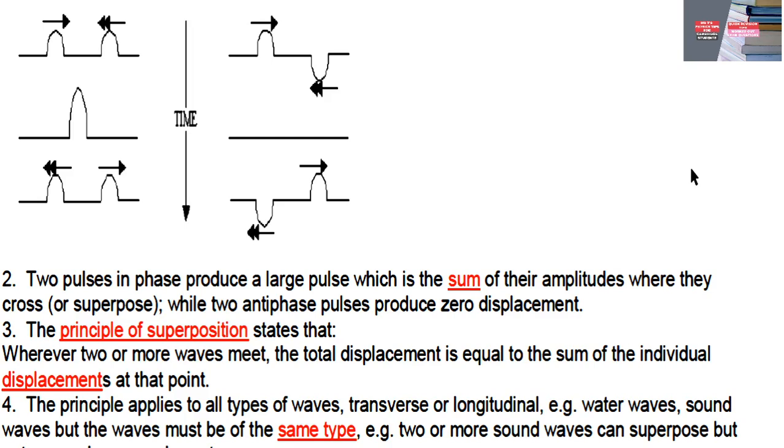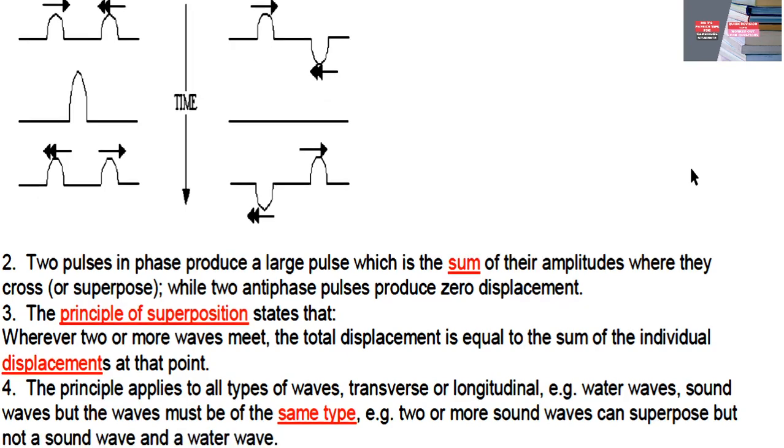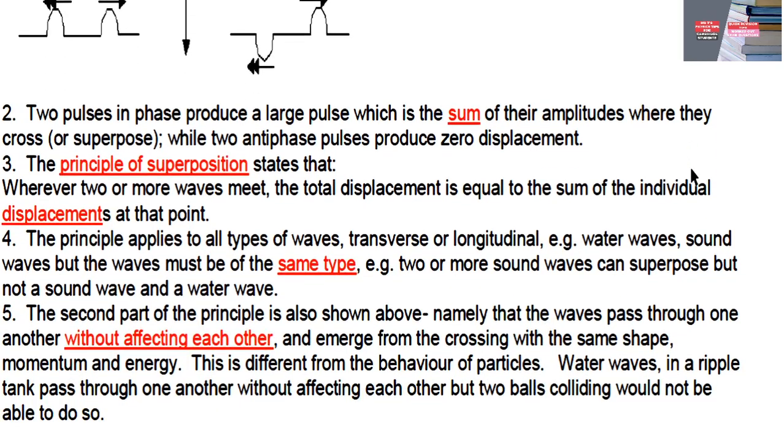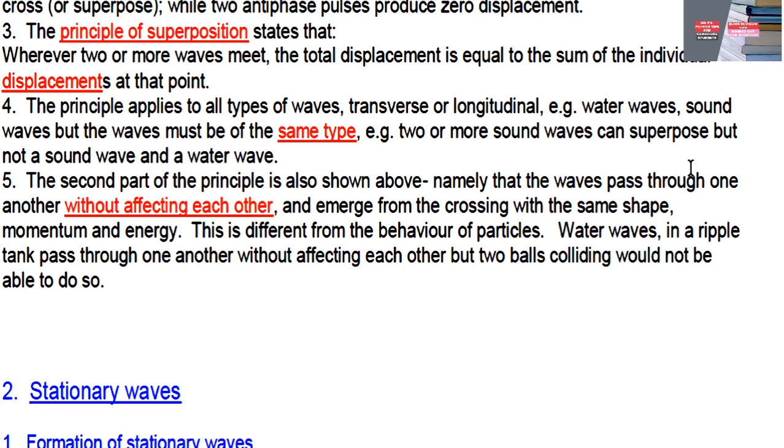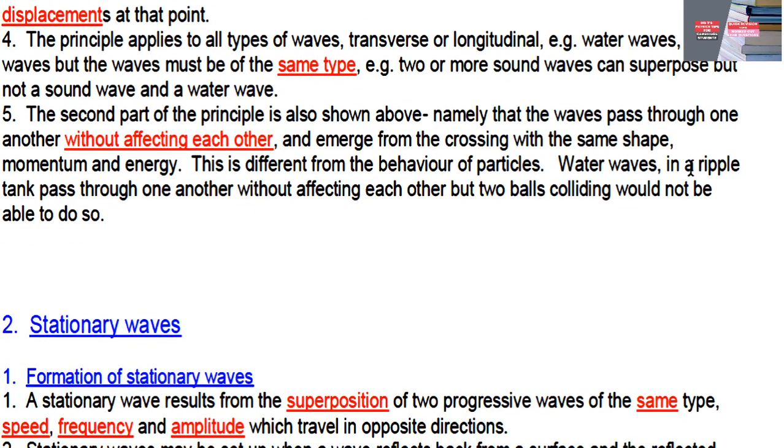If there were particles, then with inelastic collisions you would expect deformities on the part of one of the bodies. But since they are waves, they do not have mass, and they won't affect each other, thereby changing each other's form or shape. So they emerge from crossing with the same shape, momentum, and energy. This is different from the behavior of particles. Water waves in a ripple tank pass through one another without affecting each other, but two balls colliding would not be able to do so.